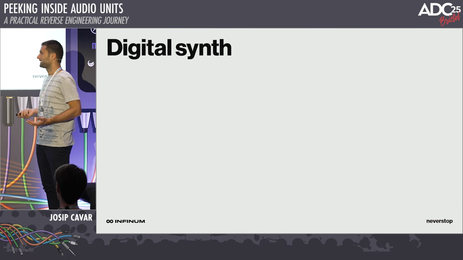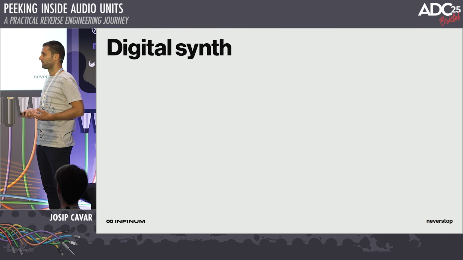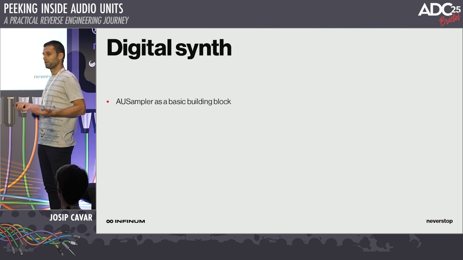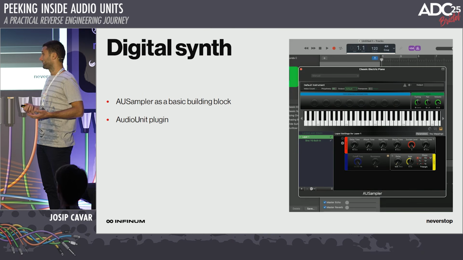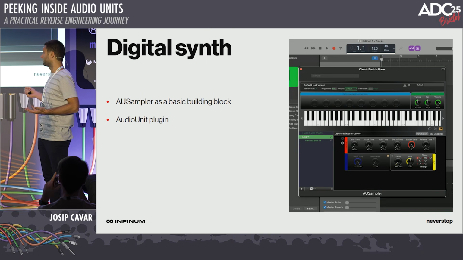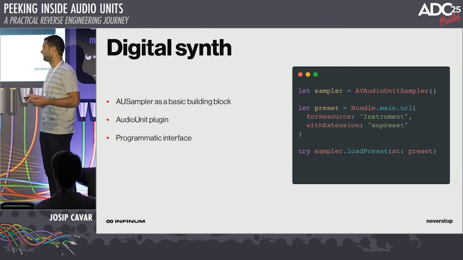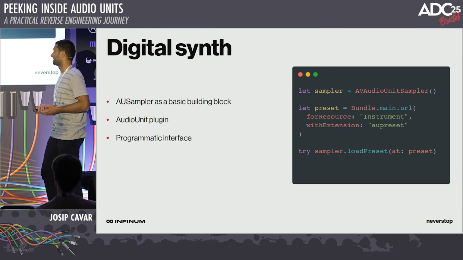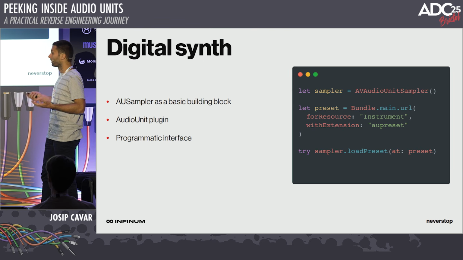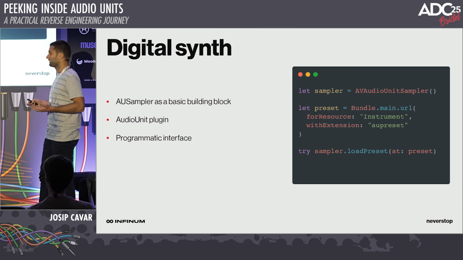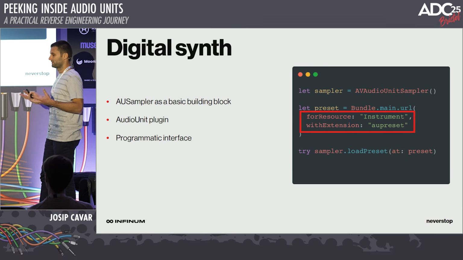We've worked on this app that is basically a digital synthesizer for iOS, and the basic building block of this application is AUSampler. And AUSampler is an audio unit plugin, so it can be loaded in a host app, but it can also be used via programmatic interface. So we can instantiate it here, we can load a preset to it, and we can play some notes. And this preset is the file where you describe your instrument, your audio samples, layers, zones, and so on.